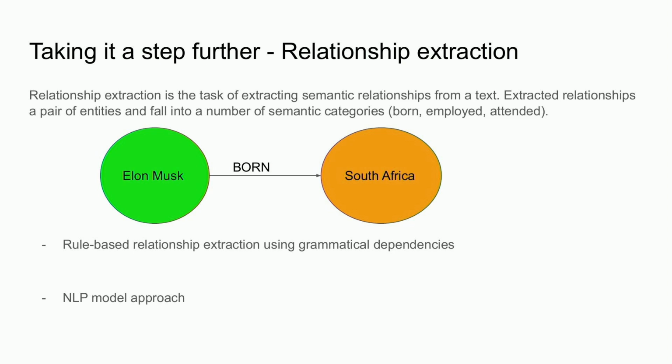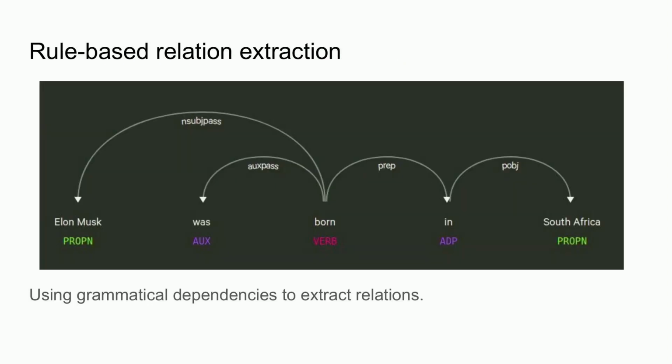And you could do that, there are two different approaches. One is the rule-based relationship extraction, where you're using grammatical dependencies of the text to extract relationships. Or again, you can train an NLP model to extract relationships between pairs of entities. So first, we'll take a look at rule-based relationship extraction.